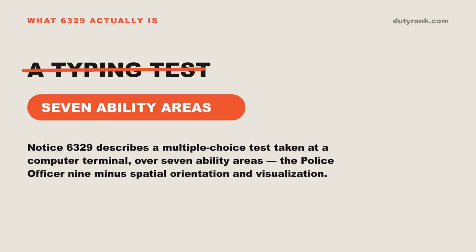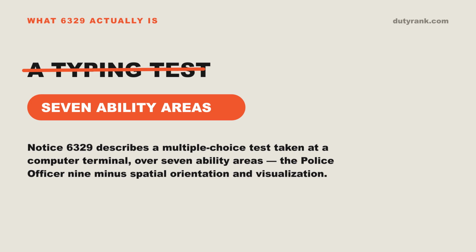Before anything else, the single most useful minute on this exam, because most of what you will find while searching is preparing you for a different test. Notice of examination 6329 describes a multiple-choice test taken at a computer terminal over 7 ability areas. Those 7 are a strict subset of the 9 the police officer notice tests. What is absent is spatial orientation and visualization. Exactly what you would expect of a role that works from what a caller says rather than from where an officer is standing. Your score sets your position on the eligible list, so passing and placing well are 2 different achievements.